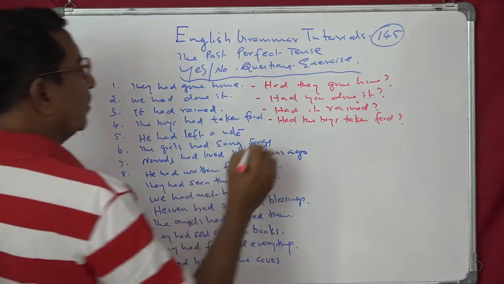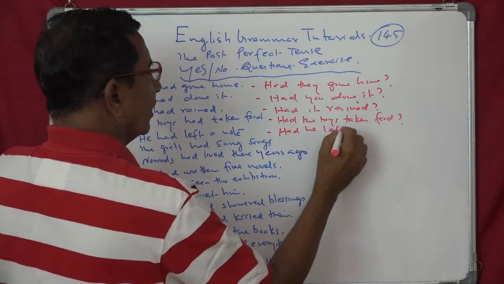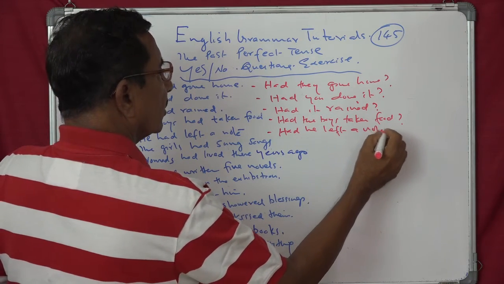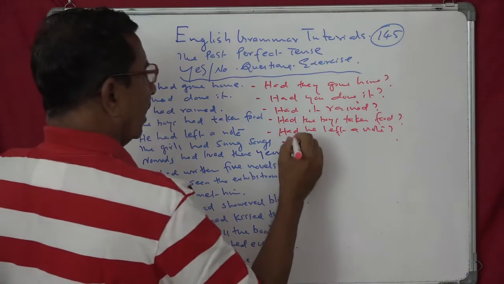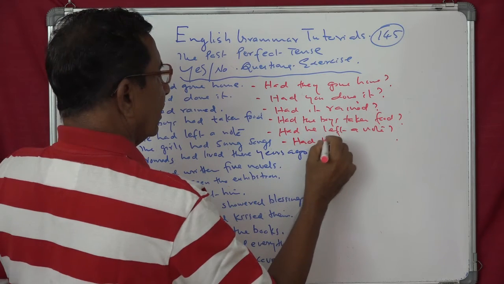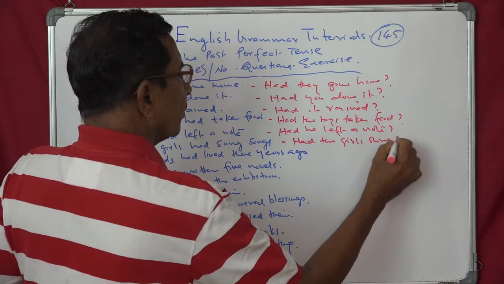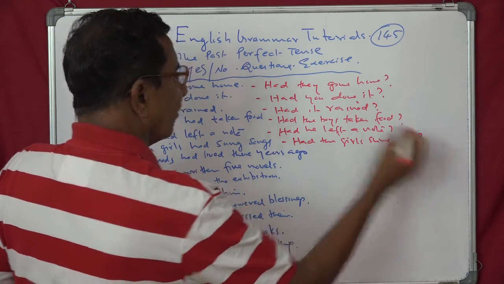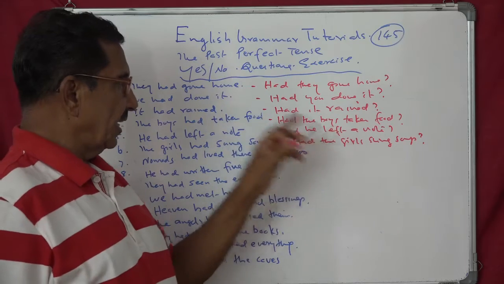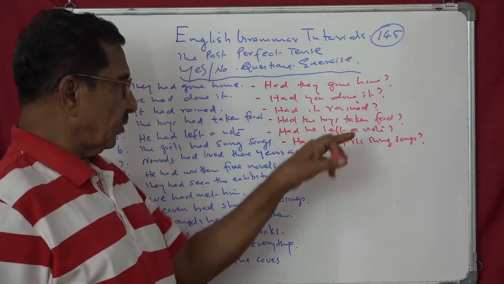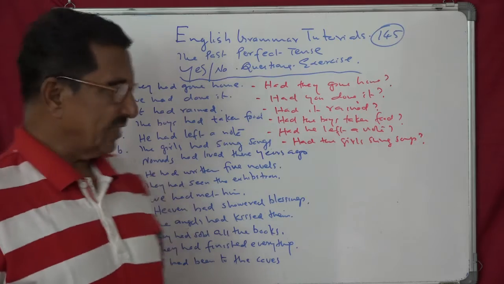He had left a note. Had he left a note? The girls had sung songs. Had the girls sung songs? So you can see now very clearly. See, they had, we had, you had, it had. So like that.